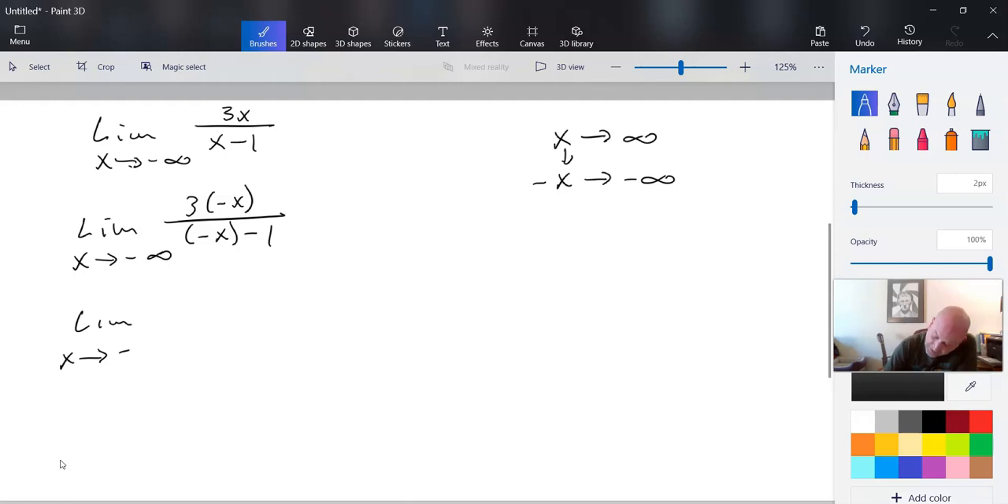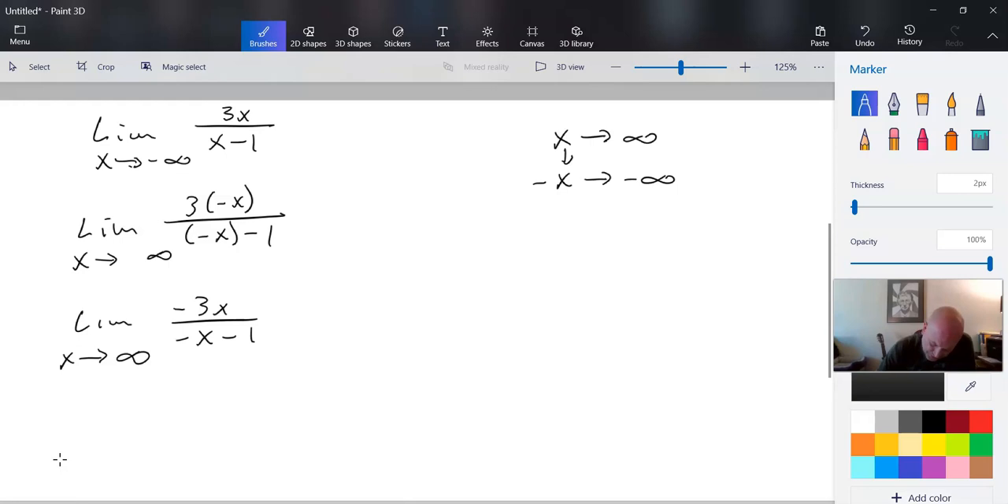Oh, it's not negative infinity anymore. Sorry, that should be positive infinity, because I substituted in the negative x, which means that it's now going to go to negative infinity. Okay, so let's see, where did I go? That's what I needed. So this is now the limit as x goes to positive infinity of negative 3x over negative x minus 1.